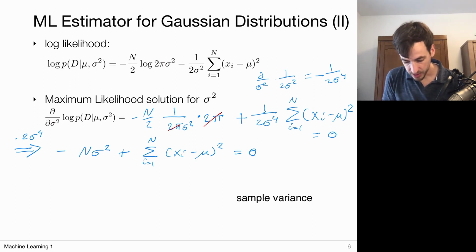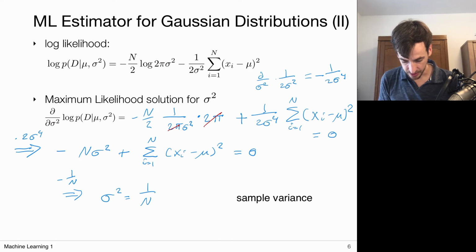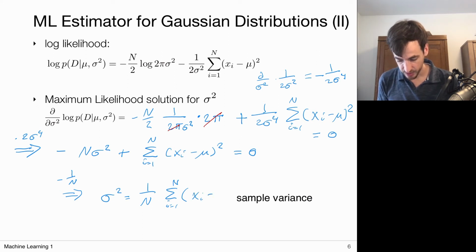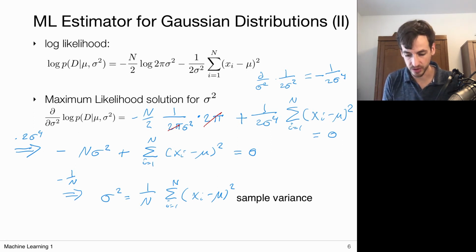Okay, now let's rearrange terms. So we move this part to the other side, and we multiply with minus 1 over n, which gives us that sigma squared is 1 over n, the sum of the squared distance of each point to its mean. And this is known as the sample variance, as we have defined in one of the previous videos. Okay, so we see that the maximum likelihood solution for the variance is simply given by the sample variance.